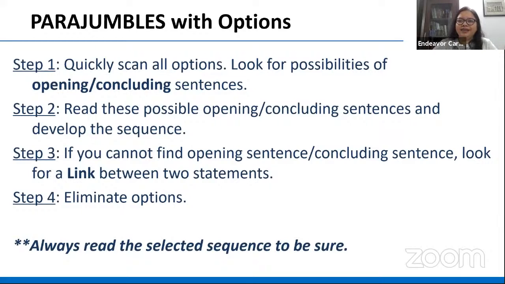Parajumbles, if nothing else, are puzzles. We looked at paragraph structuring, links for forming paragraphs, all of that. But you should remember that if you go back to the history of CAT and look at parajumbles with options given, you'll find that they are puzzles. They're meant to be problem-solving things, right? They're very much about establishing links, but they are not a complete sequence given or a proper paragraph given.